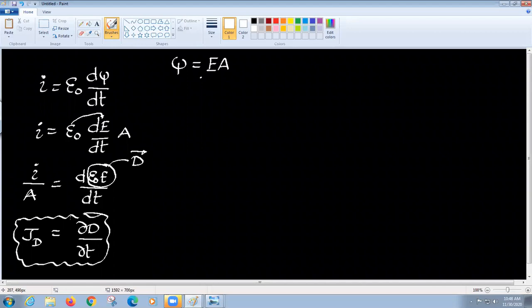It's as simple as this, right? So now we will make it consistent. That means whatever equation you have. We have Ampere's law in magnetostatics, that is, curl of H is equal to J.